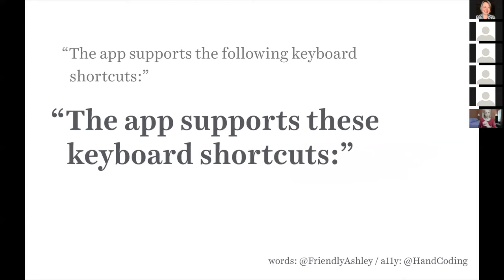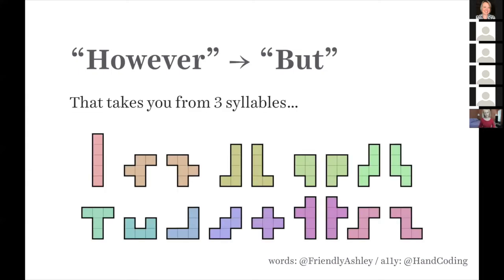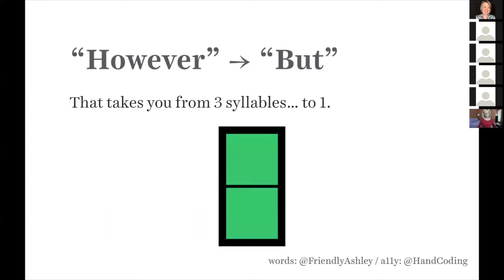This next one is an easy swap, but it can make a big difference. And that is "however." When you come across "however" at the beginning of a sentence, you can swap that for "but." And in doing so, that takes you from 3 syllables down to 1.